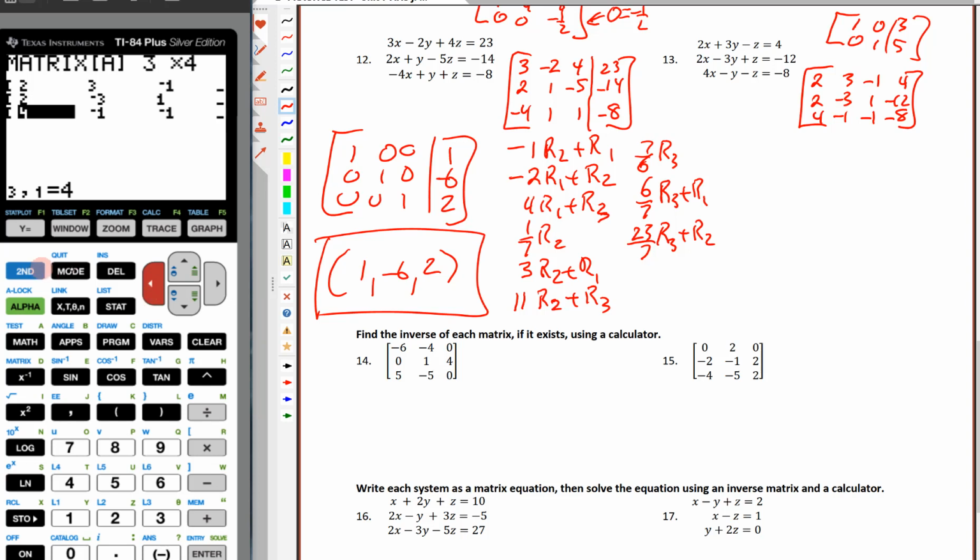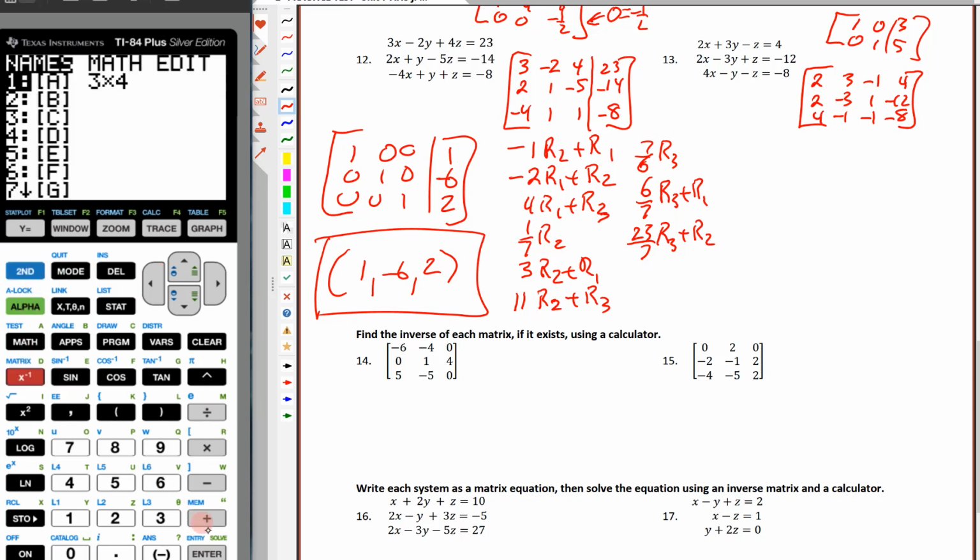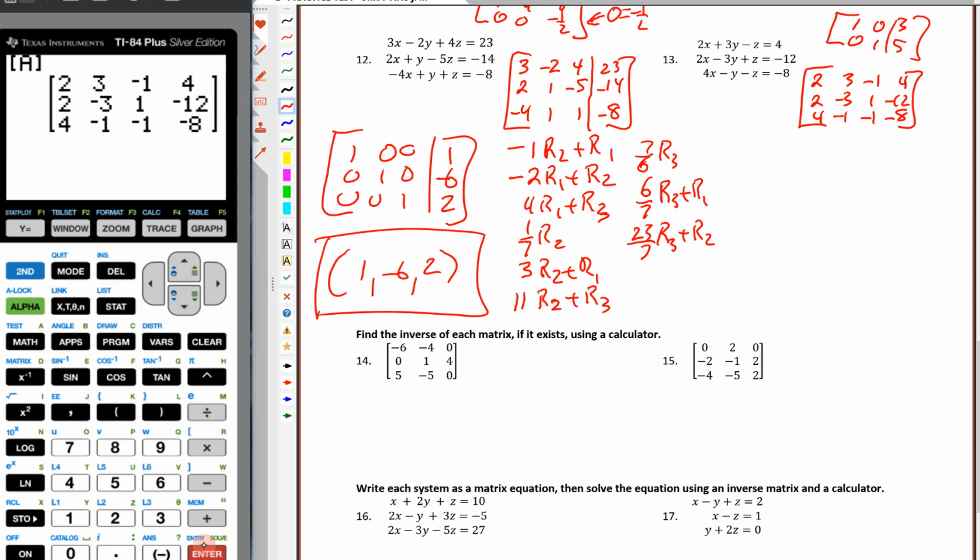Okay, I think I've got it. I'll hit second quit, display the matrix, and double check one more time to make sure I've got everything in there the right way, because it can be really frustrating if you've got the wrong thing in and you're doing the right steps with it. Okay, so the first thing we're going to do is turn that 2 in row 1, column 1 into a 1.